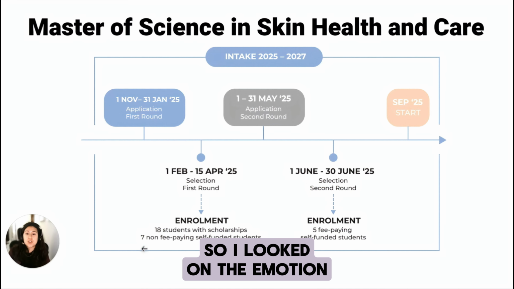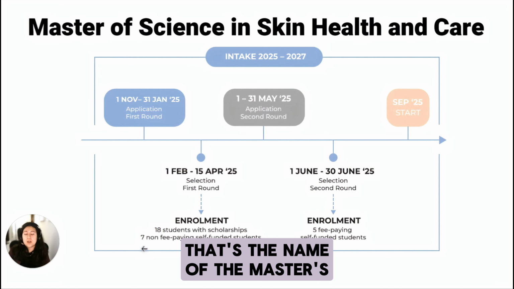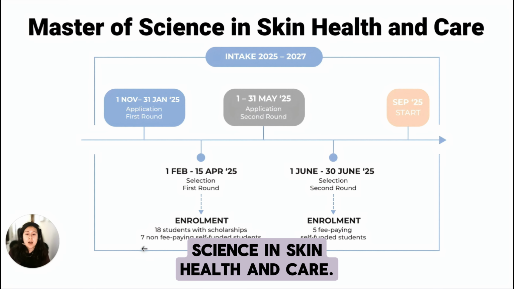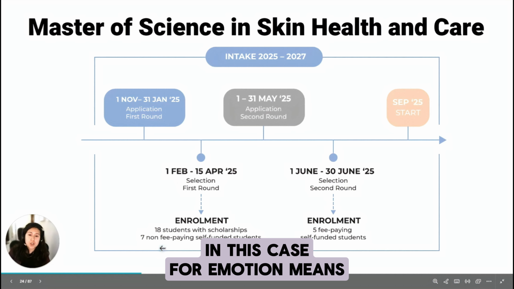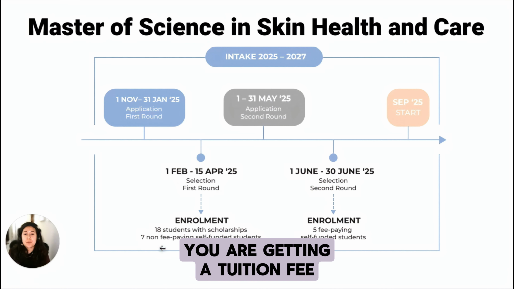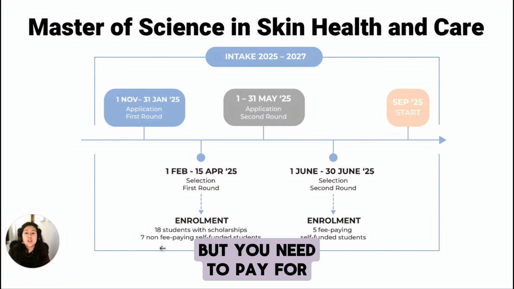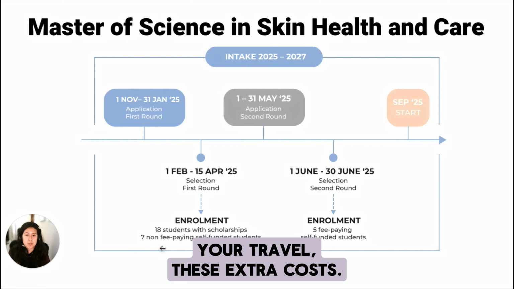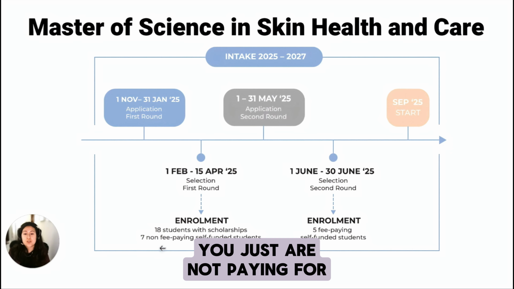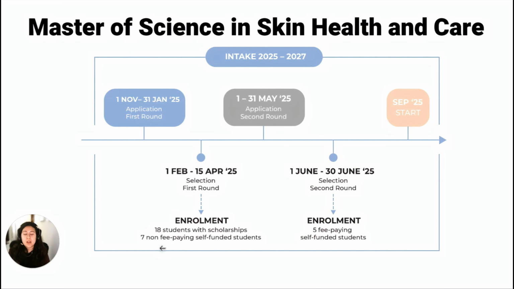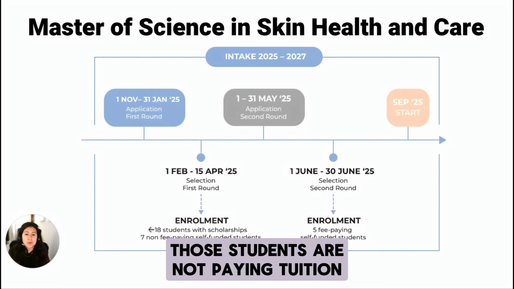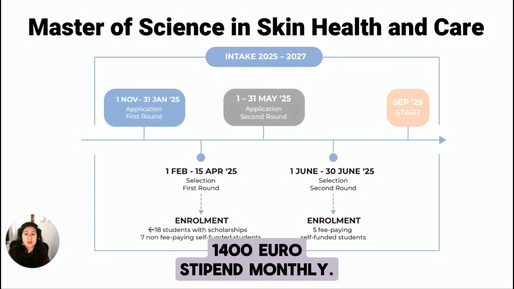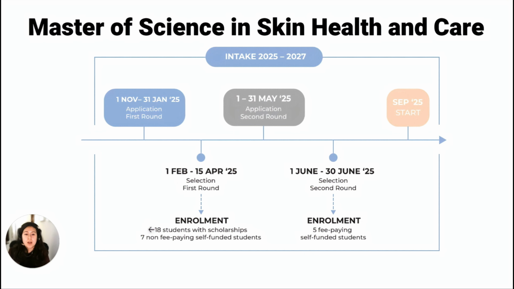So I looked on the Emotion website. That's the name of the Master of Science in Skin Health and Care. Non fee paying in this case for Emotion means you are getting a tuition fee waiver, but you need to pay for your living costs, your travel, these extra costs. You just are not paying for the tuition. That's different from the Erasmus Mundus scholarships. Those students are not paying tuition and they're also getting that 1,400 euro stipend monthly. So that's the key difference.